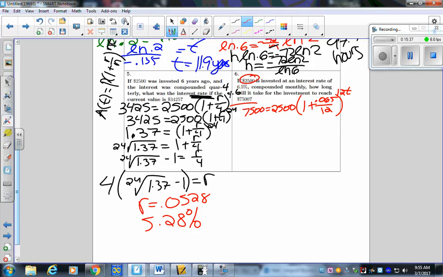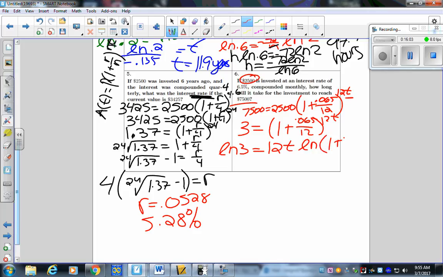All right, so let's solve an exponential. This time I will take the log of both sides when I get there because the variable is in the exponent. So divide both sides by 2,500, gives me 3. All right, now what can I do? Bring that exponent down to the ground. So I'm going to take the log of both sides. So the natural log of 3 equals 12t times the natural log of all this stuff.